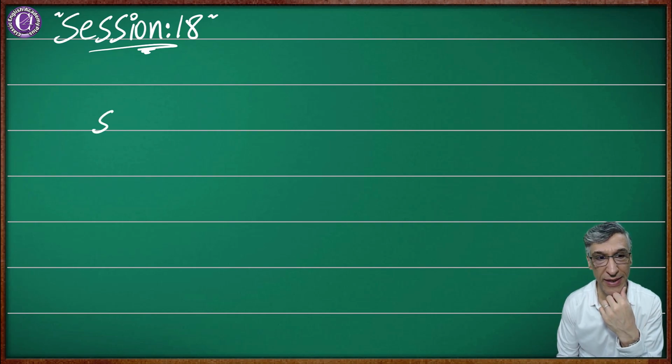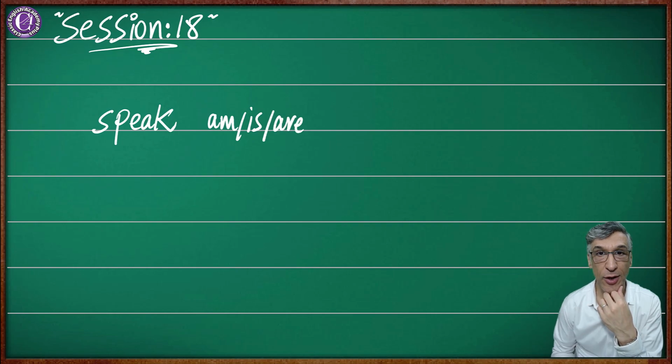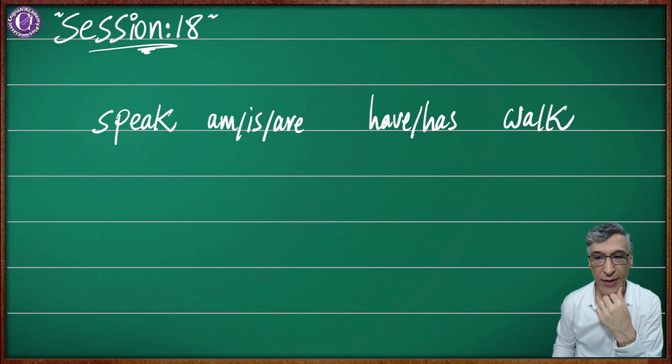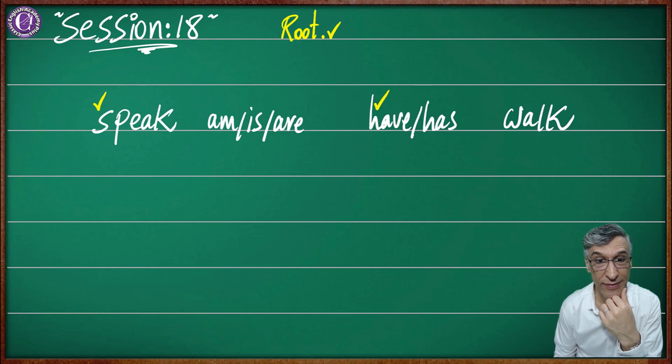Do you remember speak? Do you remember am, is, are? Do you remember have and has? There are some special verbs, huh? Well, like walk, the root. We have the root of the verbs. Okay, let's write root here. And we are going to show it with a yellow tick. The root of the verb is this one. Is this one. Is this one too.